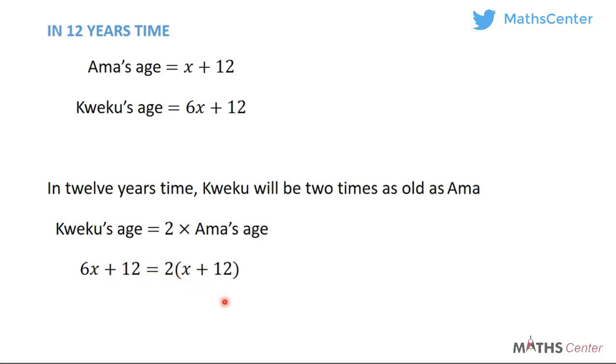We are saying that in 12 years time, 6x plus 12 will be equal to 2 times x plus 12. Now because 2 is multiplying x plus 12, which is a binomial, you have to put the binomial in a bracket. We explained this in algebra. We said that whenever you have a single term or another binomial multiplying a binomial, you put the binomial in a bracket. So here we put the binomial, which is x plus 12, in a bracket. Then we bring the number, which is 2, outside here. So we solve this linear equation.